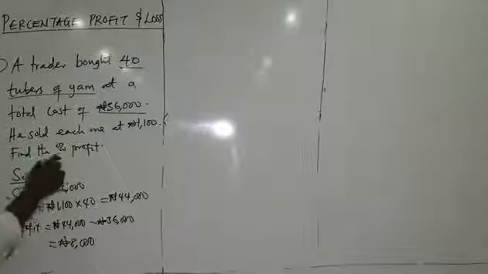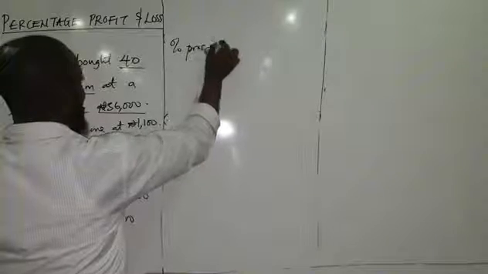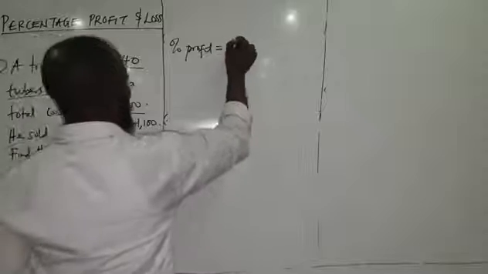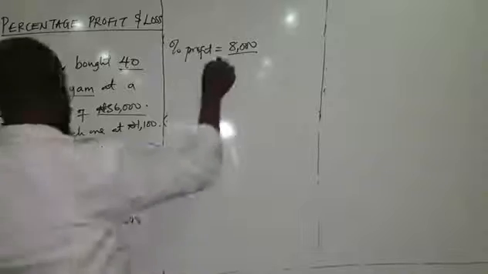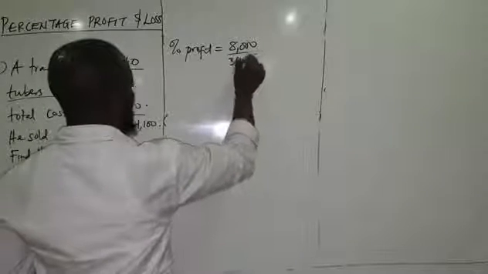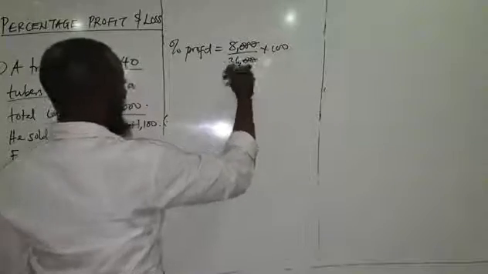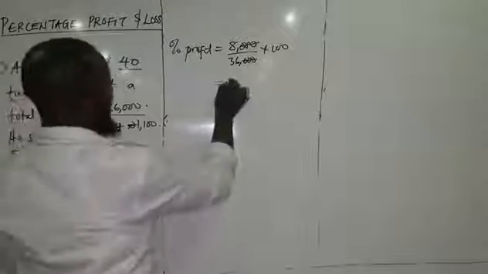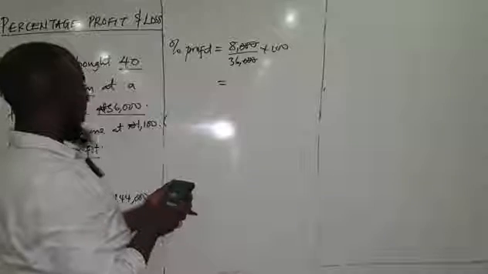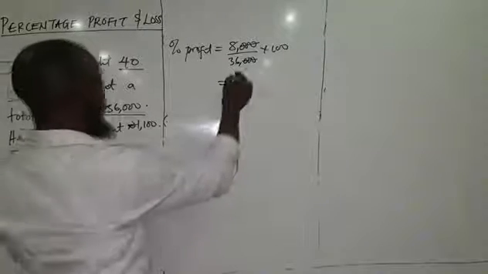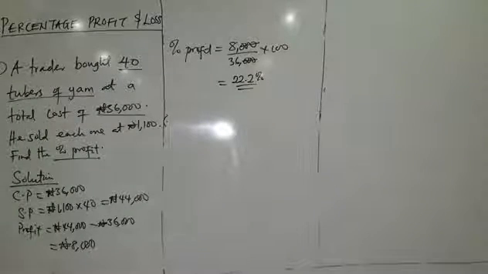But that's not what we're looking for. We are looking for percentage profit. So our percentage profit will then be 8,000 naira divided by the cost price, which is 36,000 naira, multiplied by 100. So this zero cancels this zero, and this will give us 8 multiplied by 100 divided by 36, and that gives us 22.2%. So that is the answer to this one.